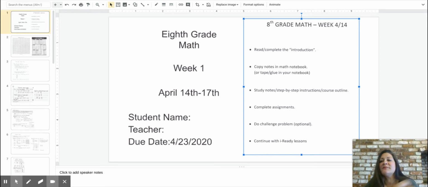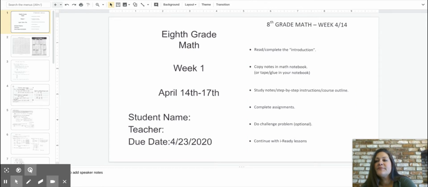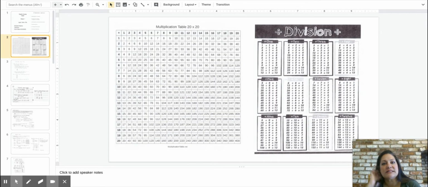Okay, so let's go to our next page here. I put this second just to talk about it, but this is at the very end of your packet for math, multiplication table and division table. And of course you can use a calculator, which will be your phone, correct? You guys have been waiting to use your phone for class. So here's your chance from the comfort of your own home.